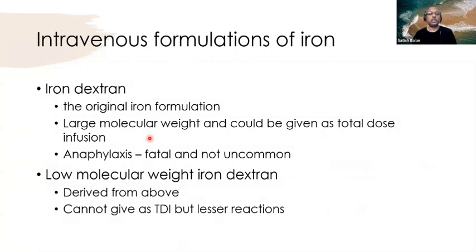One of the first formulations was iron dextran. I remember that most of us who are on the wrong side of 40 will remember this molecule quite well. It was there when we were all doing our MBBS days. So iron dextran was a large molecule. Two compounds are available, what's known as Imferon and Jectofer. This was the original iron formulation, a large molecular compound, and you could give it as a total dose infusion. Based on the hemoglobin, you calculate the iron deficiency and then give 1,000 or 1,400 or 1,500 milligrams of iron in one condensed infusion.